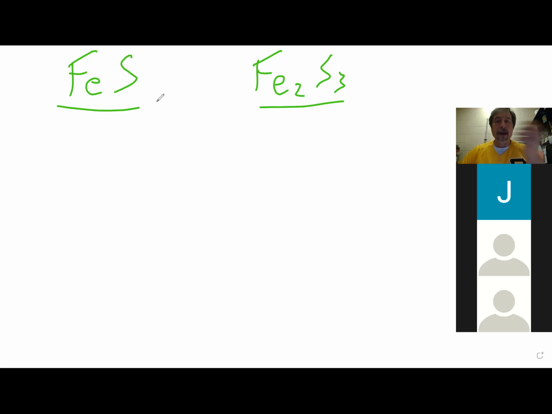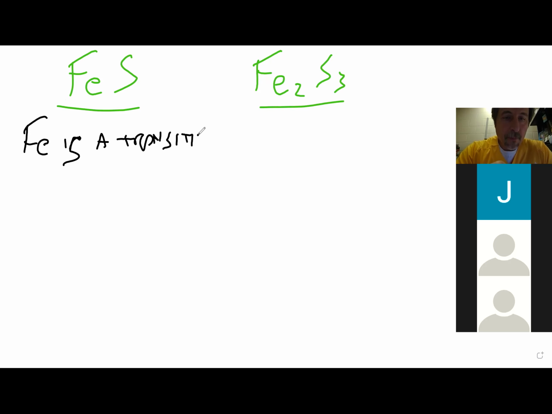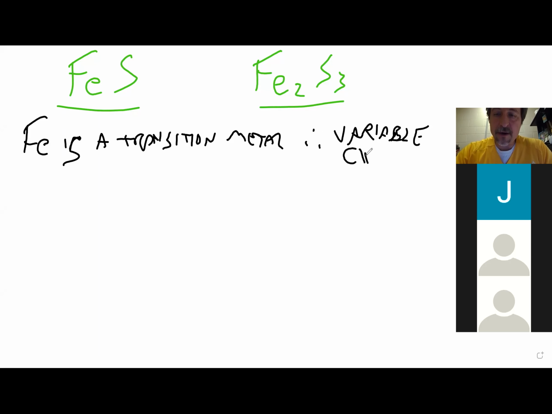Okay. There are two different kinds of compounds that can form between iron and sulfur. The reason why is that Fe is a transition metal. Right, it's right here, right smack dab in the middle of sort of Death Valley here. So therefore there are variable charges that are possible. Okay. Variable charges.